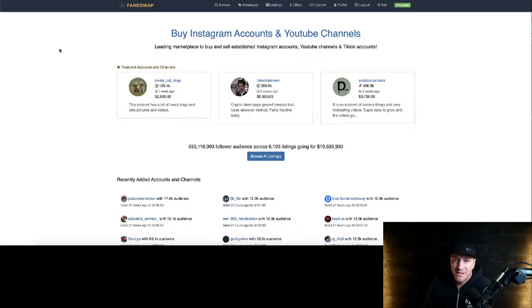Fameswap.com is the URL. I'm a premium member. I think it's $50 a month, and I just basically get to see all the new listings that crop up. You can look at this for free, but you won't actually see the name of the account and you won't be able to search via keywords. You'll just be able to look at categories. So I always recommend, if you're doing this for the first time, just get an account maybe for a month and just see what's available in your niche, and then you can cancel the account. You don't need to necessarily have this on a monthly basis.